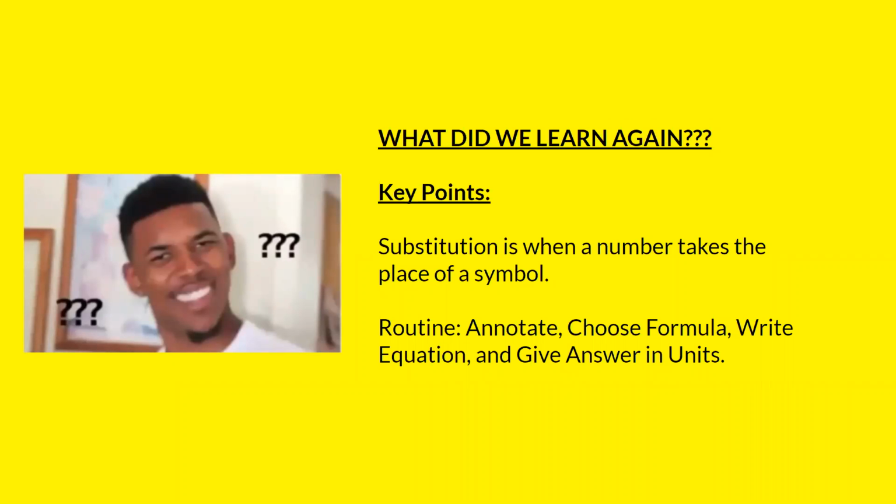Last but certainly not least, what did we learn today? Our whole criteria for success had to do with what substitution is, understanding why we need it, annotations, why we should annotate, and creating that routine. Substitution is when a number takes the place of the symbol, like we said before, distance and time. You need to figure out what number represents the distance and what number represents the time. Additionally, we learned a routine: annotate, find out what our formula is, choose it, write our equation, and give our answer in units.